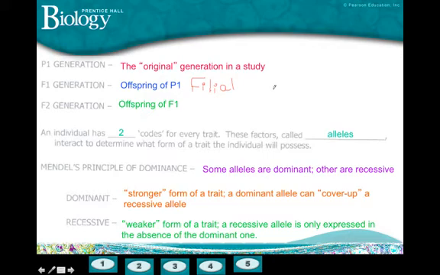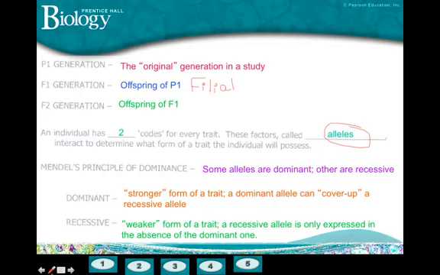Okay, so what typically they do, especially when people are studying plants, is they will crossbreed the plants within the same generation. Now what that did was it gave Mendel the opportunity to view how traits were passed from one generation to the next. So the idea is that an individual has two codes for every trait. These factors are called alleles, okay? This is going to be a really important word right here. So alleles, make sure you get that one.